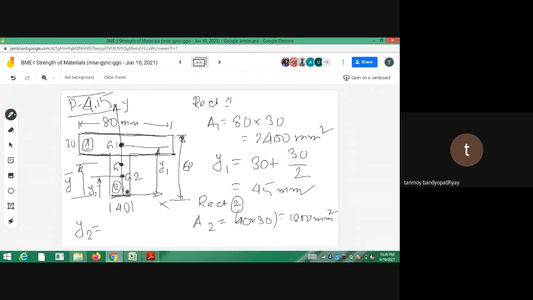So Y2 will be equal to how much? This distance is 30, so Y2 will be equal to 30 by 2. So that is equal to 15 millimeter. Correct? So you put all the values.